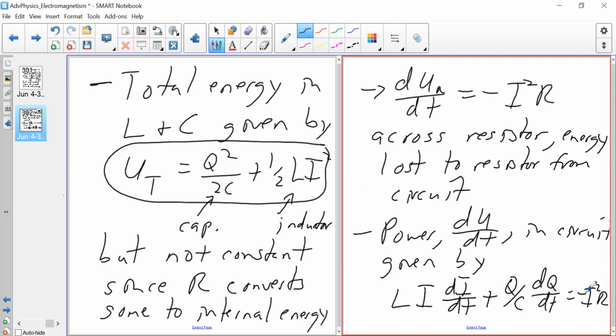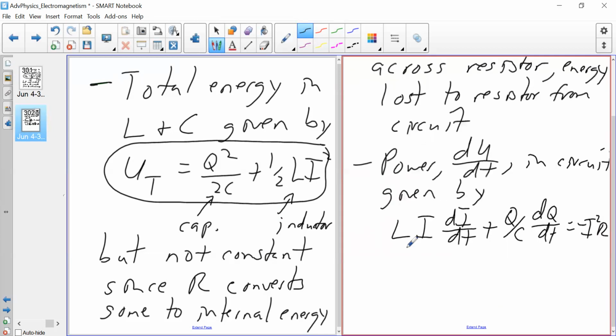And this is just representative. And if we add this over here, it's going to equal 0. But this is saying that the power that we talked about yesterday, this is the power in the inductor and capacitor. Whatever the power is, it's going to be equal to the loss in the resistor. So some of that energy gets lost to the resistor as a negative I squared R.